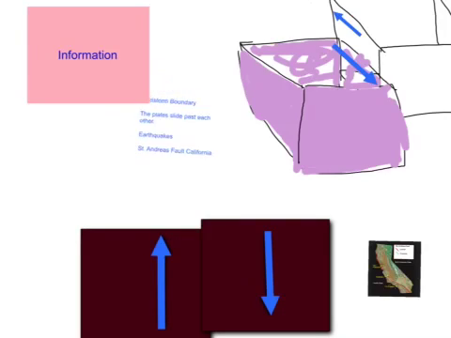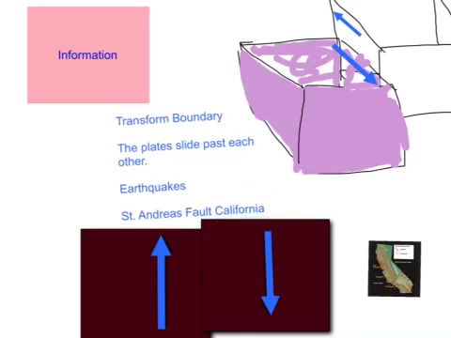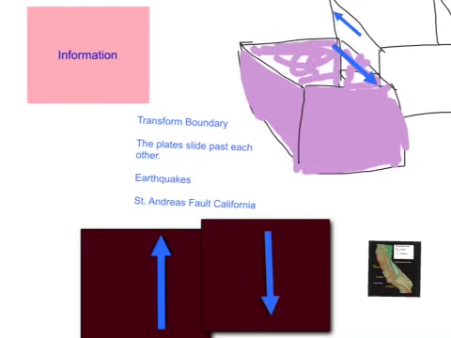I'm going to talk about transform boundaries. A transform boundary is where plates slide past each other. They make earthquakes. Right here, they make earthquakes. That's what a transform boundary makes. It makes earthquakes. Where they're located is the San Andreas Fault, California, and that is right here.